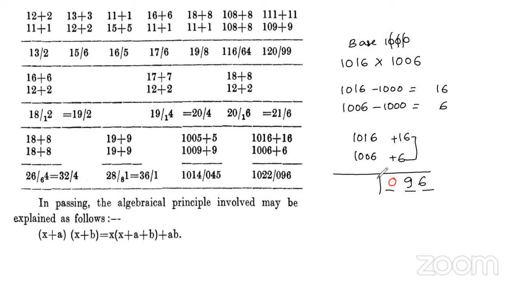So 096 will be the 3 digit answer of the right hand part. This is a very important one because so far I have not dealt with this kind of problems. And after that, if you simply add the 116 into 6, then we are getting 1022. So the final answer will be 10222096.